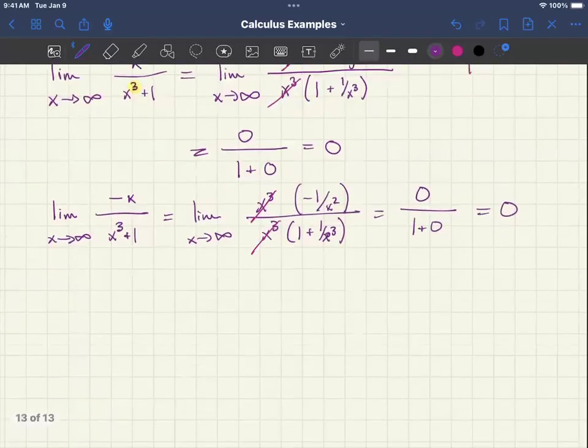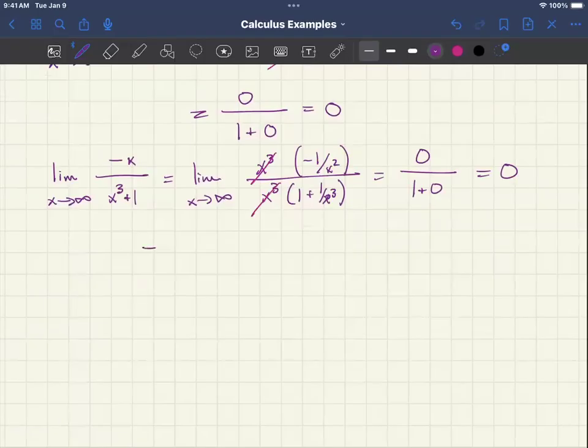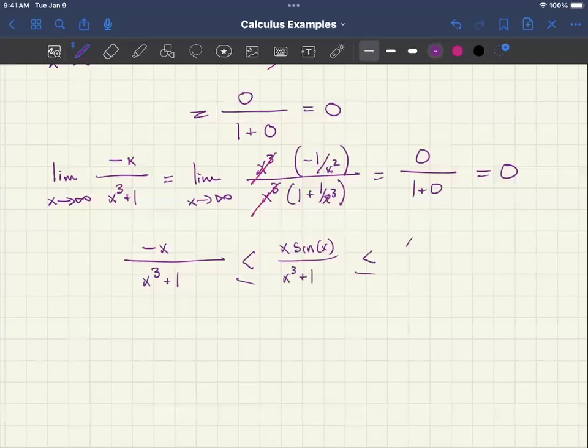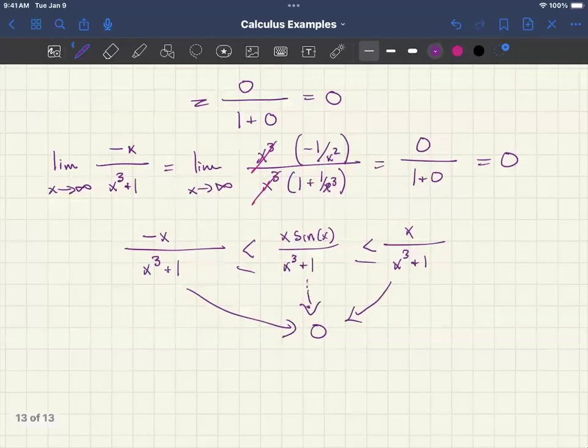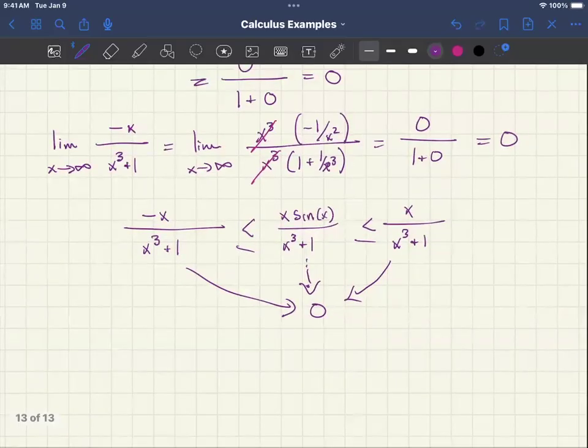So that tells us that negative x over x cubed plus 1 is less than or equal to x sine of x over x cubed plus 1, which is less than or equal to x over x cubed plus 1. Because the outer two bits go to 0, that means the inner part of our inequality must also go to 0.